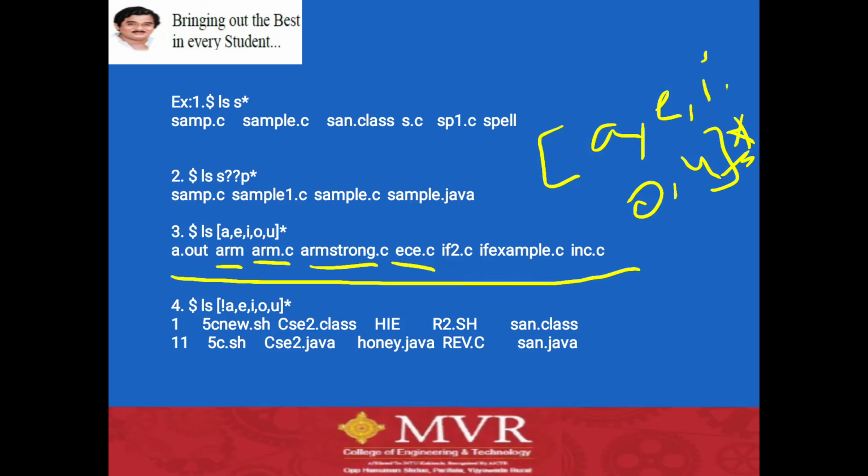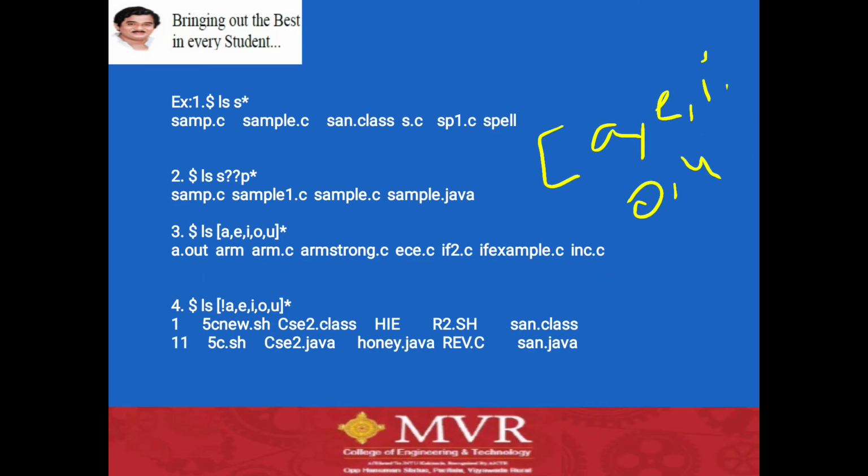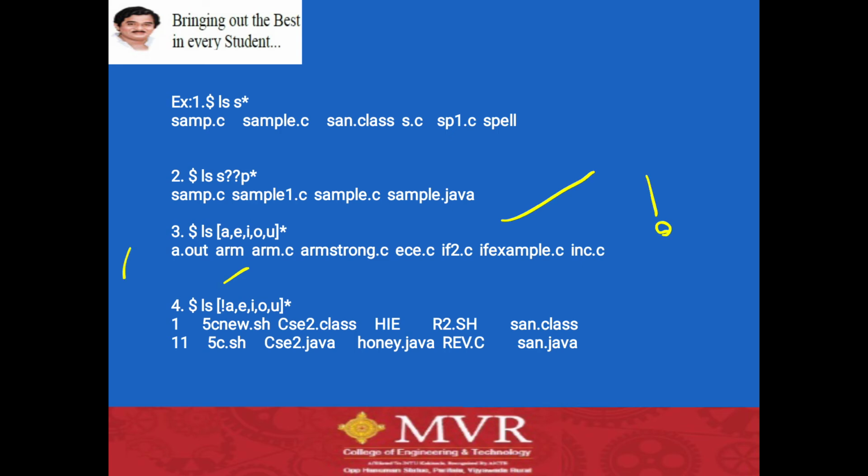And then the fourth one is not. The same example I have taken here, like the third example, but I have used an additional thing, that is not, the exclamation mark. So here this will display all the files which don't start with a or e or i or o or u, because it is quite opposite to the third one. So it won't display any file which is starting with either a or e or i or o or u.